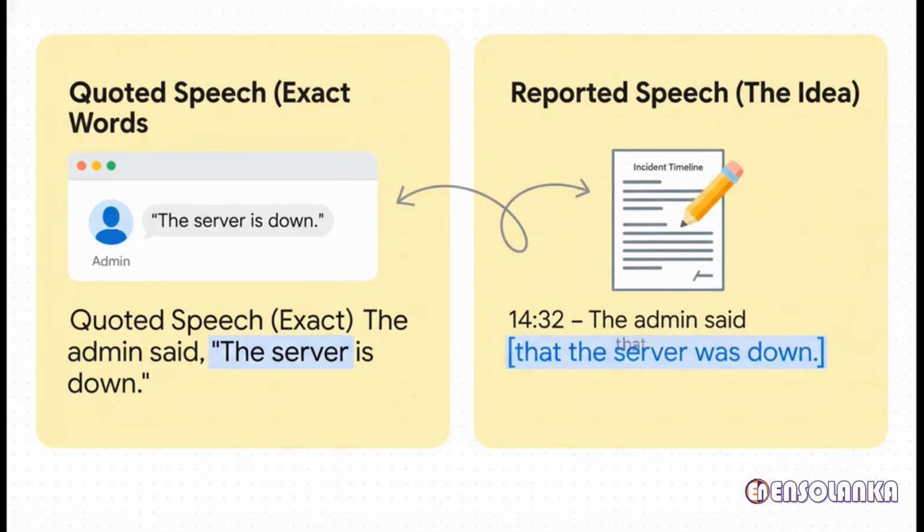Okay, now let's get into the nitty-gritty of reporting what someone else said. You have two options, really. Quoted speech is when you use their exact words with quotation marks, but honestly, most of the time, especially in a formal incident report, you're going to use reported speech. You're reporting the idea of what they said, which is absolutely crucial for summarizing events accurately and concisely.